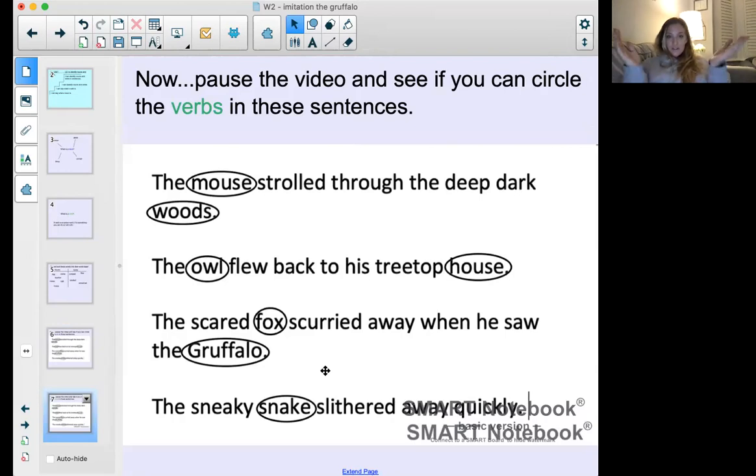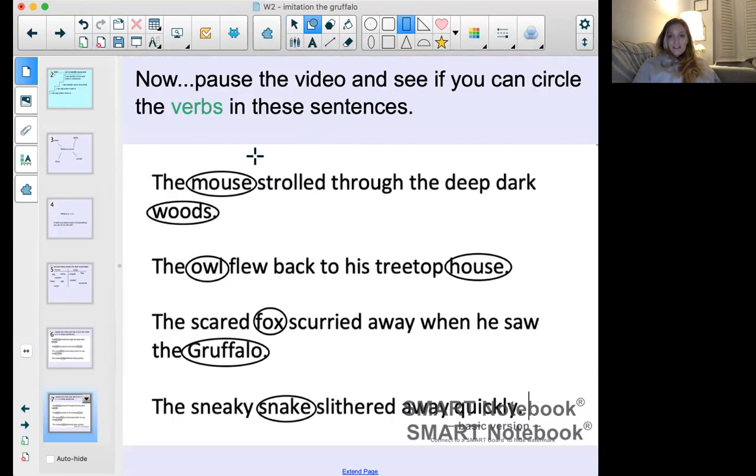So we've got the sentences that we've already solved. We've already spotted the nouns. Now I want you to pause the video and see if you can spot the verbs. So remember, the verbs are the actions. They're the things that the character is doing. So if you can find the noun, then the verb is probably going to be nearby in the sentence, because it's describing what the character is doing. Pause the video and I'll see you when you get back.